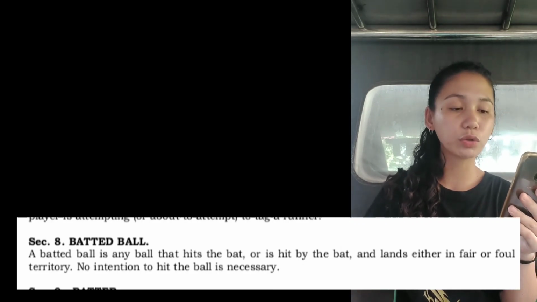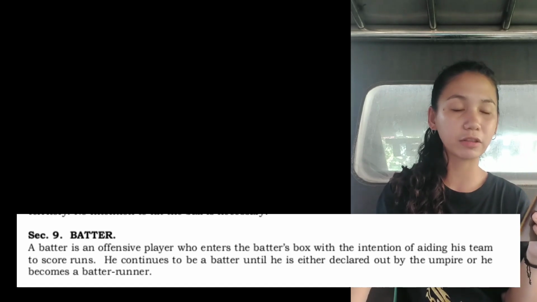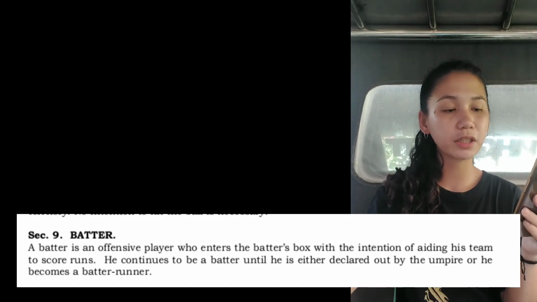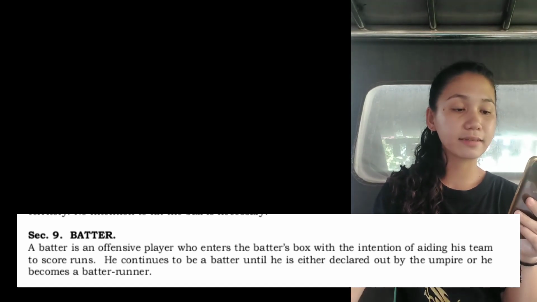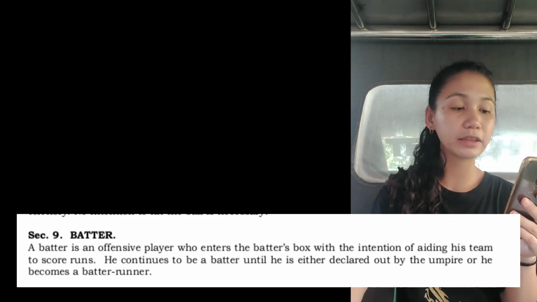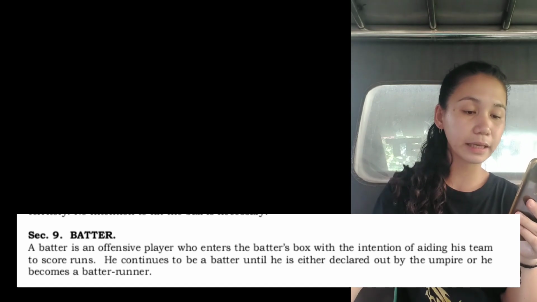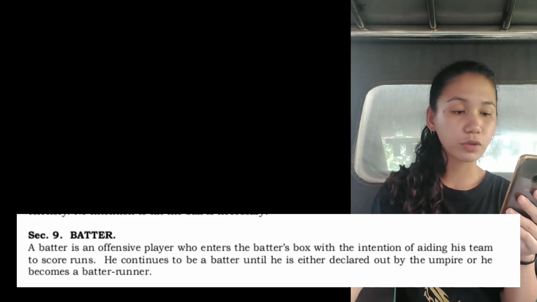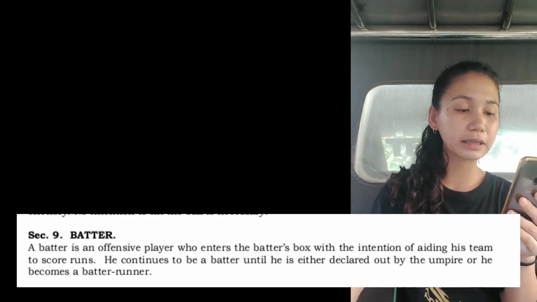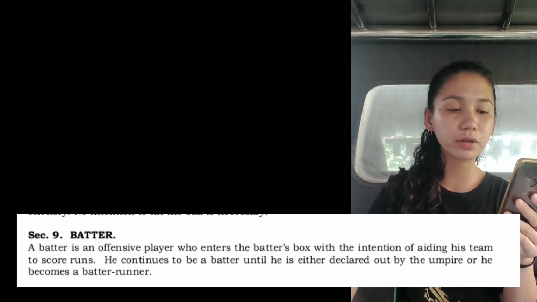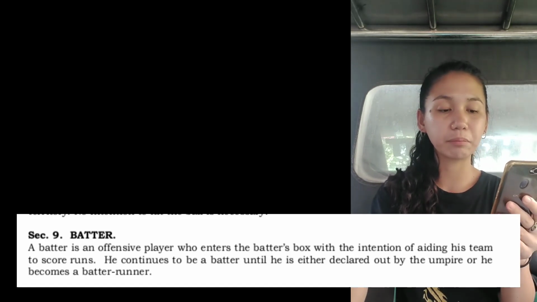So let's move on to rule number 1, section 9, the batter. When we say batter, it is an offensive player who enters the batter's box with the intention of aiding his team to score runs. He continues to be a batter until he is either declared out by the umpire or he becomes a batter runner. So that is rule number 1, section 9, batter.